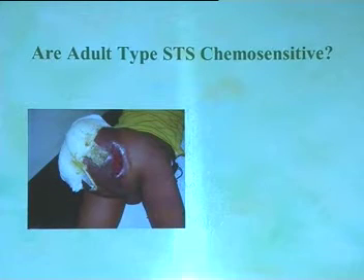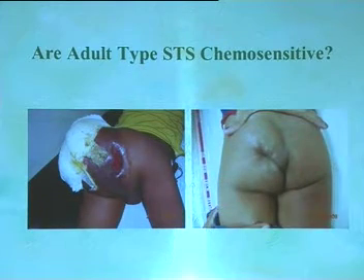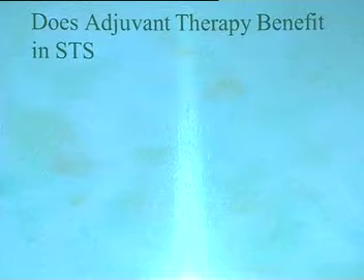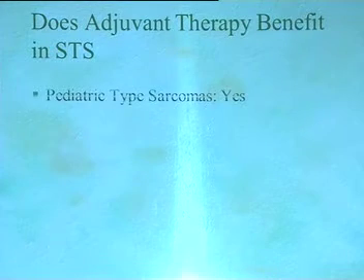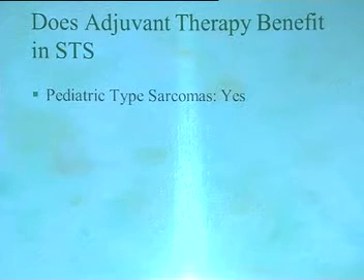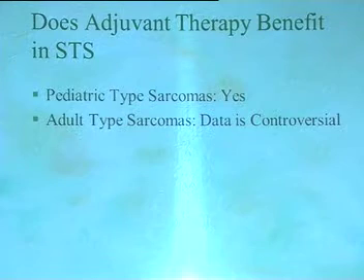Switching gears from bone tumors to soft tissue tumors. So the first question, are adult type soft tissue sarcomas chemosensitive or not? Well, this tumor became like this with chemotherapy. So the answer is that they are sensitive. A question, does adjuvant therapy benefit in soft tissue sarcomas? Pediatric type, certainly the answer is yes, with conviction. Adult type, the data is controversial.